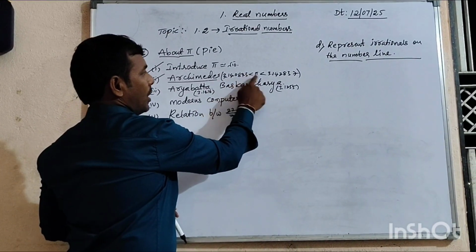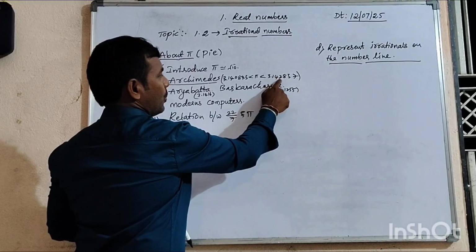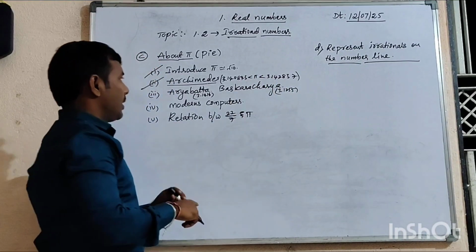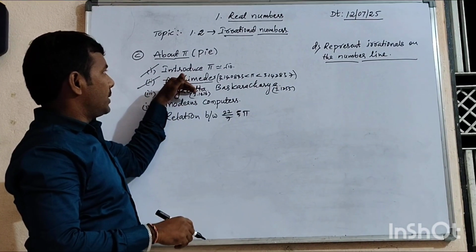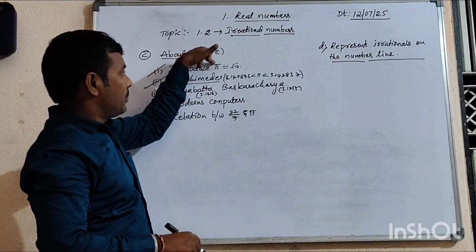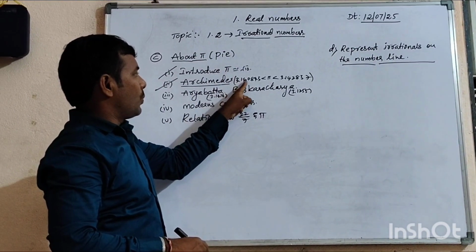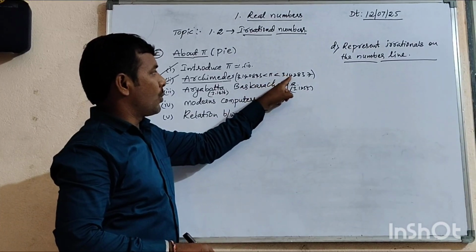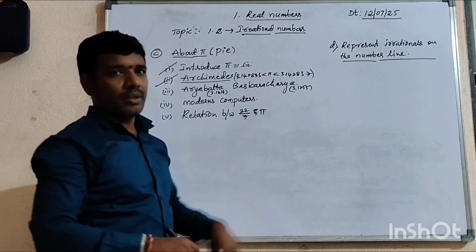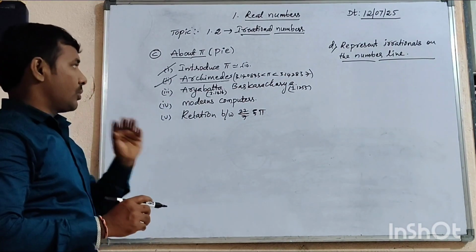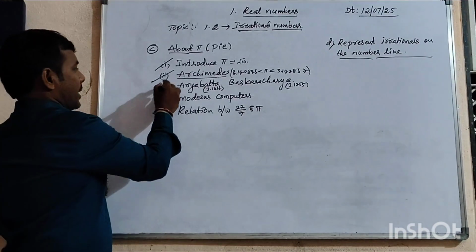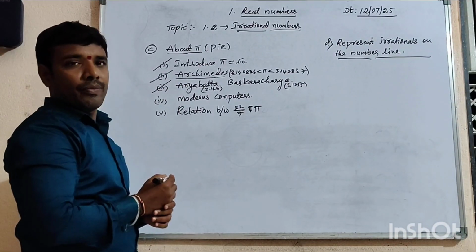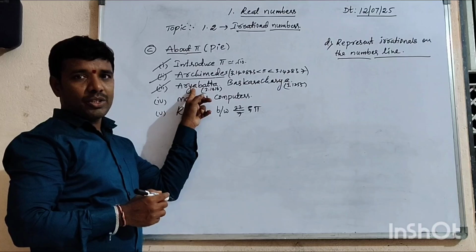3.140845 and 3.142857. Once again, according to Archimedes, pi value is between 3.140845 and 3.142857. It is very important. You don't forget that.